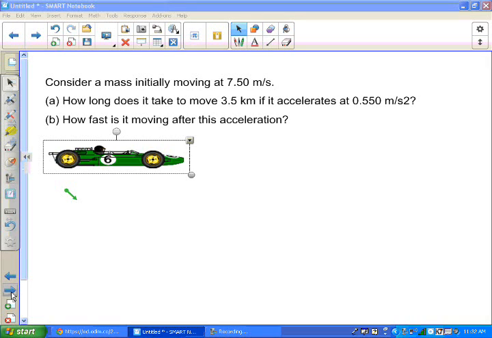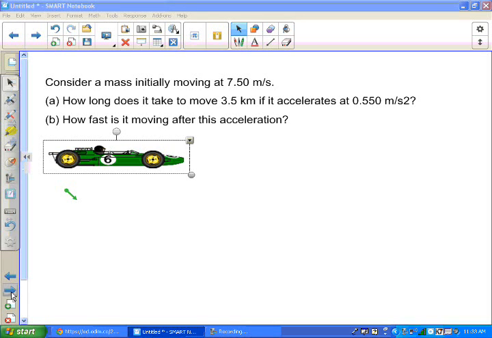For our next question, it says consider a mass initially moving at 7.5 meters per second. Now mass could be anything. I like to use cars because cars are something that we think of moving, but it could be a rock, it could be a ball. Anything that moves is what we're talking about.